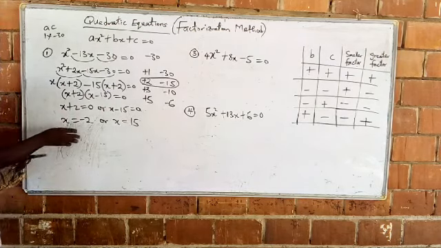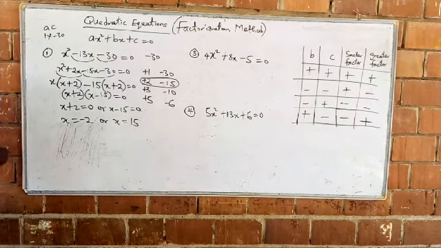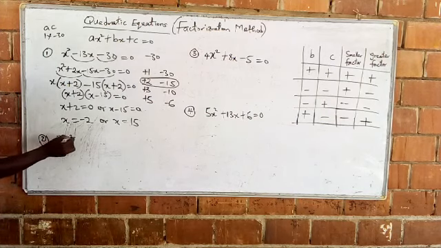So these are the values of x. X equals minus 2 or x equals 15. I believe we understand. Now let's take a look at another example.